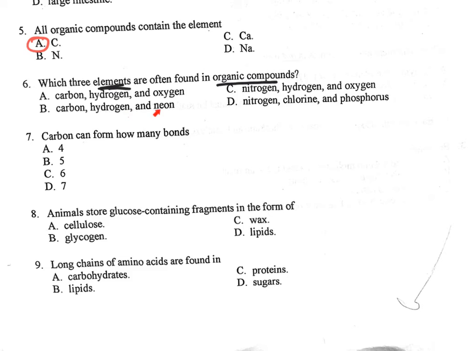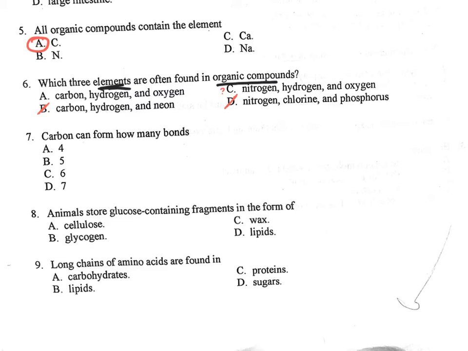Carbon, hydrogen, neon. Well, we never talked about neon. It's a noble gas and doesn't have anything to do with normal functioning of life. Nitrogen, hydrogen, and oxygen. Well, nitrogen is in some. If I were testing, I'd say, yeah, maybe. Nitrogen, chlorine, and phosphorus? No. It turns out chlorine is involved in our bloodstream, but it's not really part of our organic compounds. So that one's wrong. So it leaves me with the choice between nitrogen, hydrogen, and oxygen, or carbon, hydrogen, and oxygen. I chose C. I remember that one.